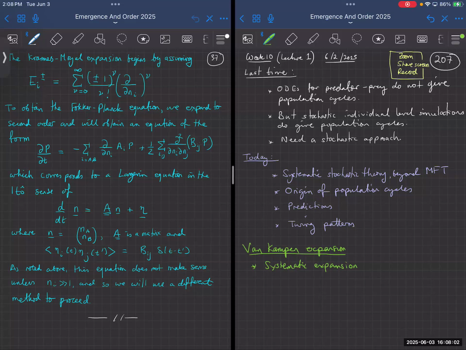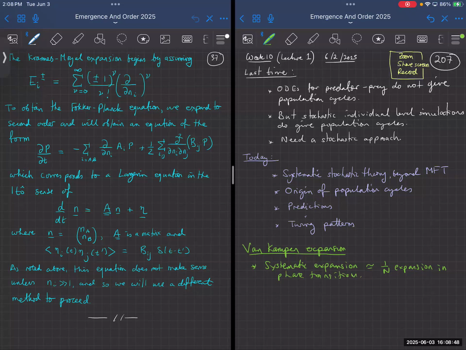And furthermore, if you do that approximation and you go to higher order, you find that you get negative probabilities and things like this. So it's mathematically an unsound expansion. So the right expansion is the one I'm going to show you now. It's a systematic expansion due to Van Kampen, and it's basically something like the 1 over n expansion that you have in statistical mechanics, in phase transitions, for those of you who know what that is.